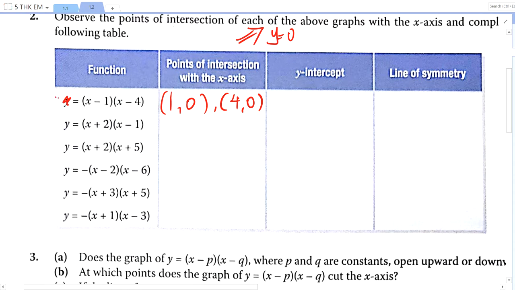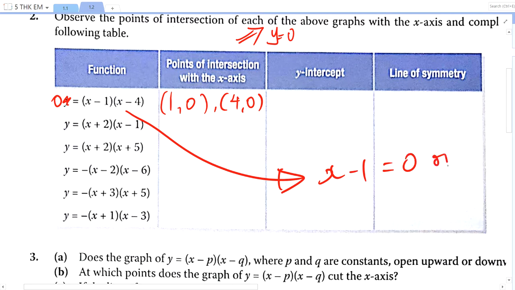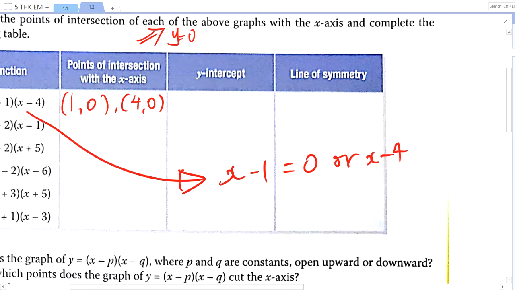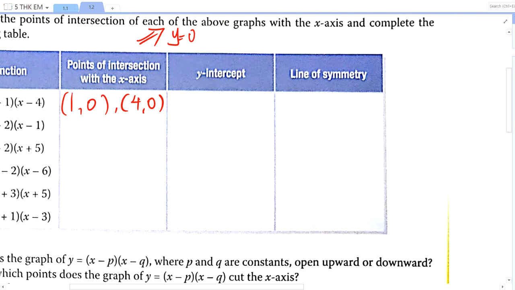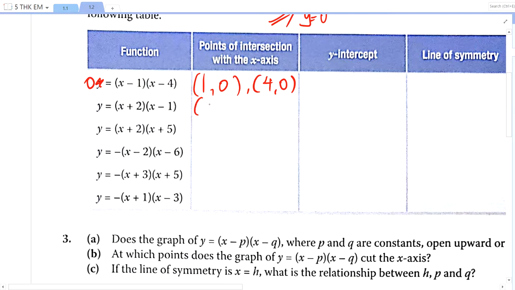We sub y equals 0. Something times something equals 0. One of the somethings must be 0, isn't it? So either x minus 1 equals 0 or x minus 4 equals 0. So we have x equals 1 or x equals 4, because something times something is 0, one of them must be 0. With that, we can do the rest really quickly. I like to put a smaller number on the left. Let me know if I made any mistakes.